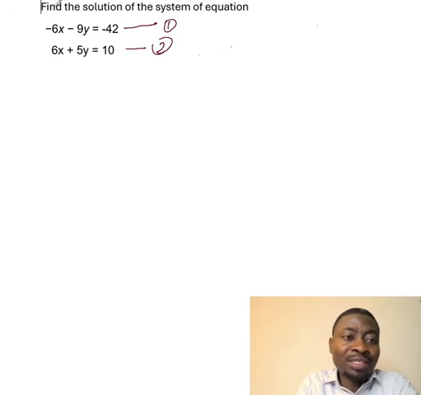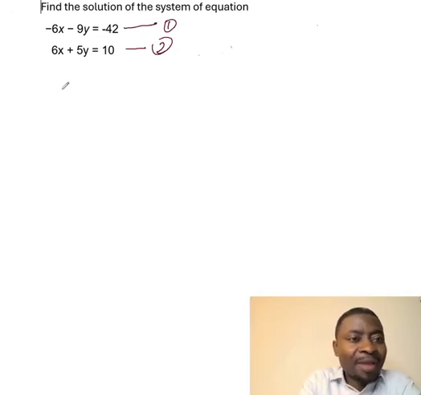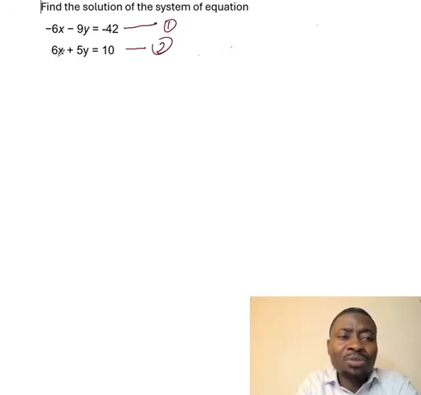So what do we do? Since they are the same, 6 and 6, it will be very easy for us to first eliminate the x, and then we can look for the value of y. So how will I do that? I ask myself a question. I have negative 6 and then plus 6. What will I do to equation 1 and equation 2 so that I'll be able to eliminate the variable x?